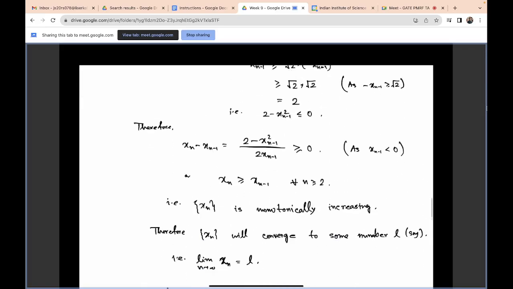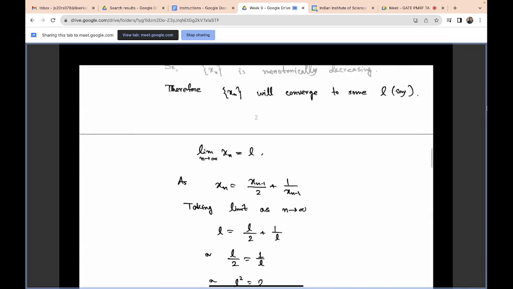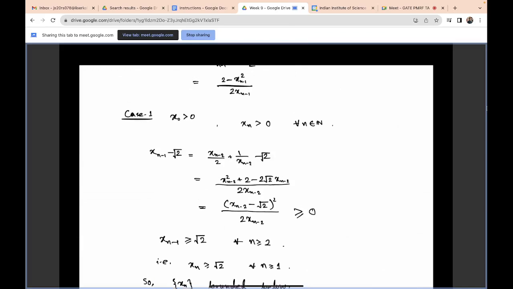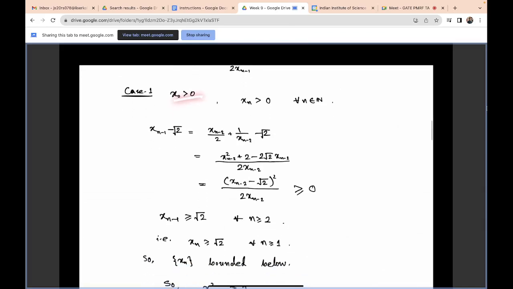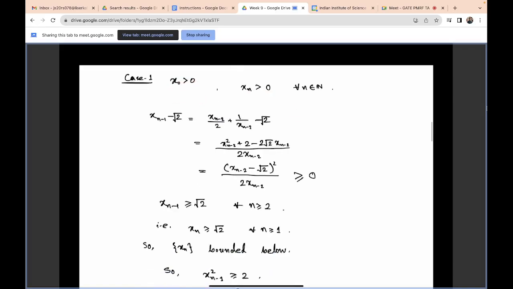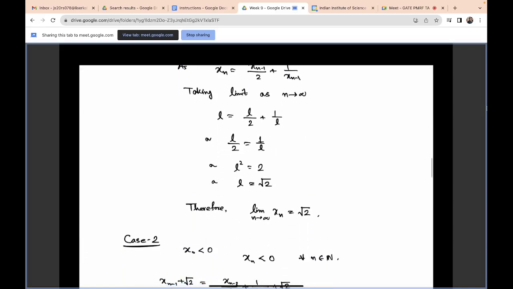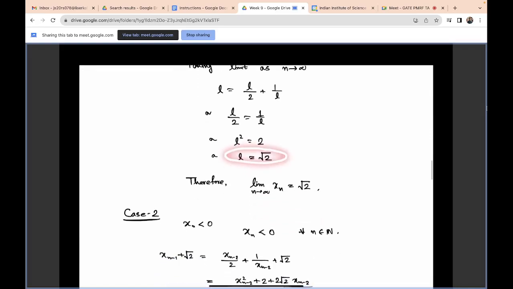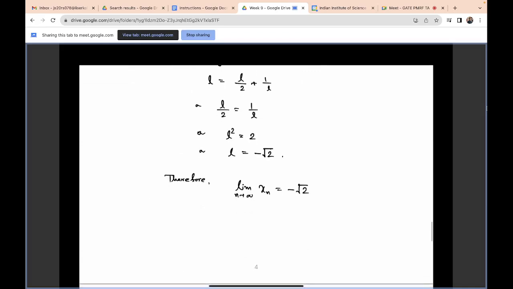So we have completed both the cases. So for the first case, when the sequence x0 is positive, then the entire sequence becomes positive, and then the sequence will converge to root 2. Because L is positive, that's why we have taken the positive square root. And now case 2, when the initial condition is negative, then the entire sequence becomes negative. So then it will converge to minus root 2. Now let's check which option is correct.